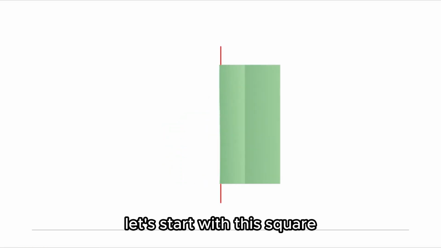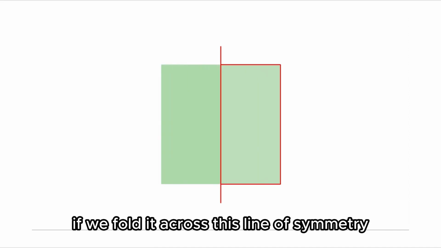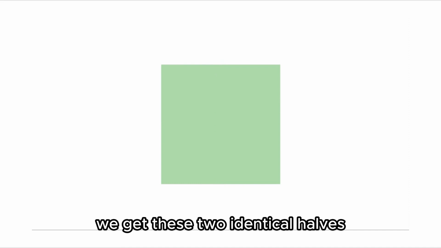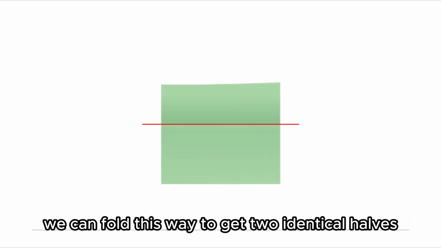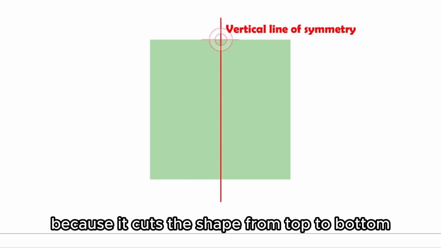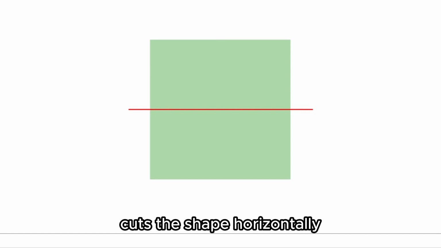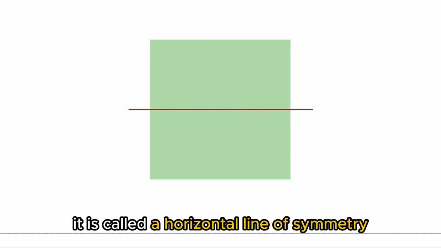Let's start with this square, which is an example of a symmetrical shape. As you can see, if we fold it across this line of symmetry, we get these two identical halves. Similarly, we can fold this way to get two identical halves. The first line is called a vertical line of symmetry because it cuts the shape from top to bottom. While the second line of symmetry cuts the shape horizontally from right to left. Therefore, it is called a horizontal line of symmetry.